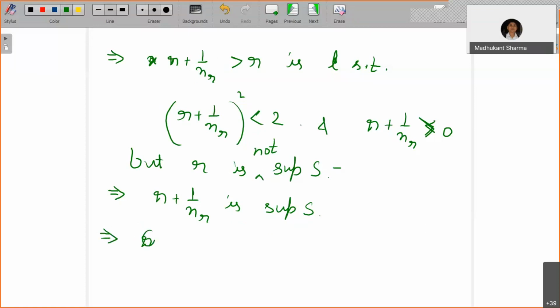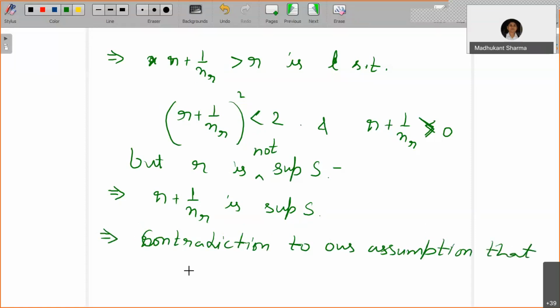Contradiction to our assumption that r square is less than 2. This only happens because of this, so our assumption is wrong. This implies r square is greater than or equal to 2. Those are the only possibilities.